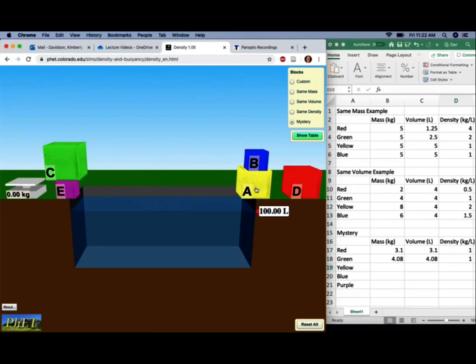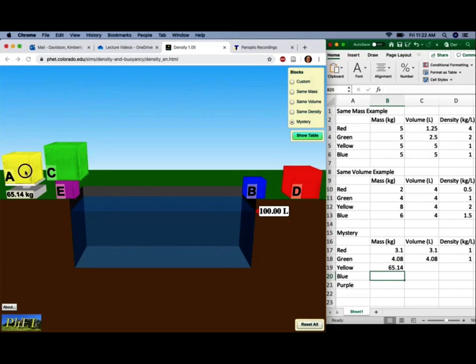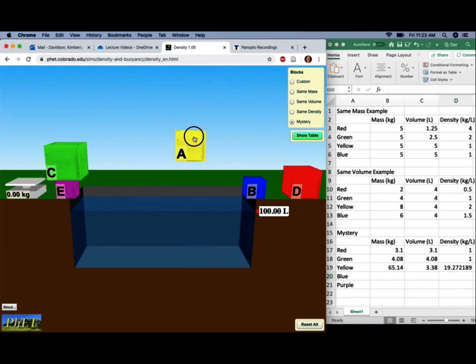Okay, let's move on to the yellow cube. Whoa, the yellow cube has a mass of 65.14 kilograms. And its volume is 3.38. So let's calculate its density. So its density is 19.3 kilograms per liter.